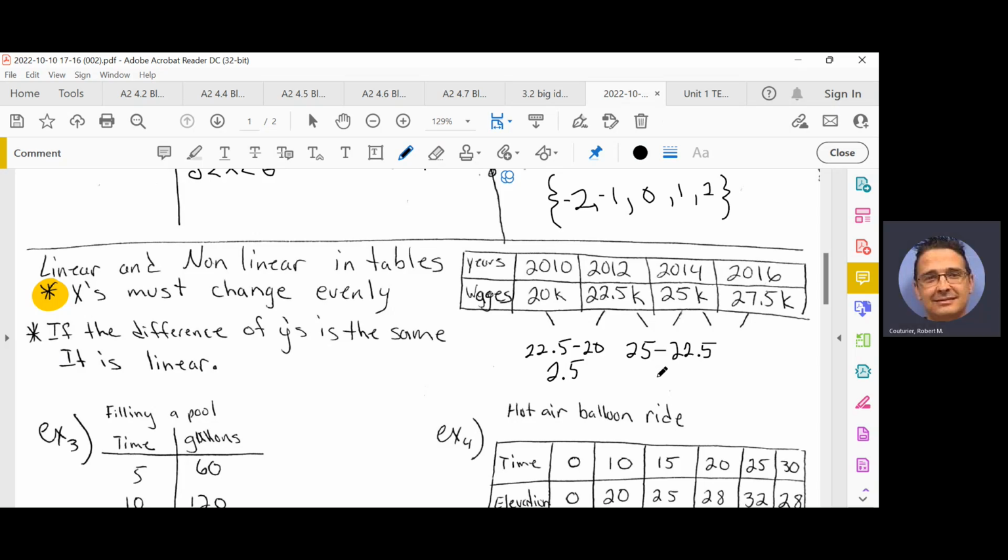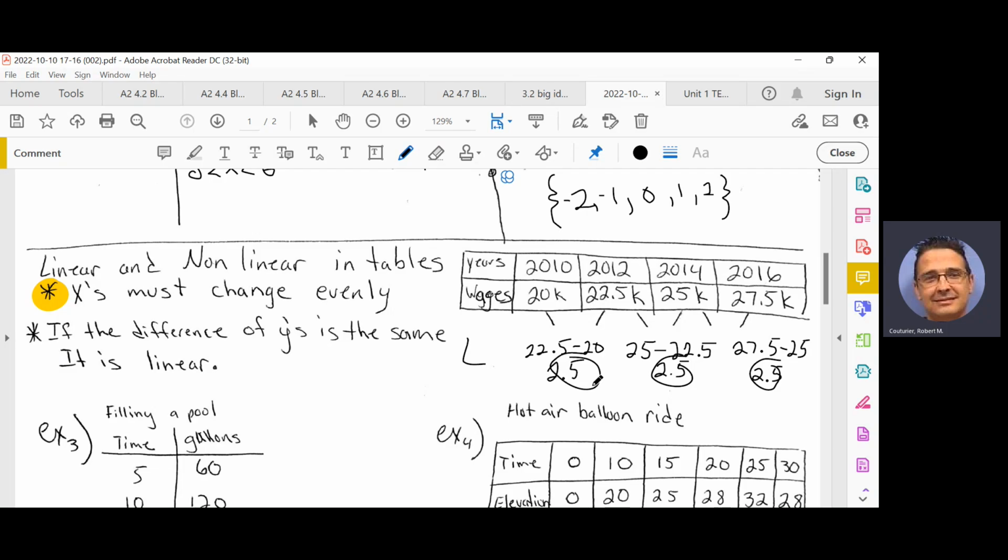And we look, and what do we get? 2.5. Okay, great. Do the third one. Just make sure. Do every single one. 27.5 minus 25,000. What do we get? Real quick math. Oh, yeah, here we go. Right? Did everybody get that? 2.5. So you have a change of 2.5 from here to here. You have a change of 2.5 from here to here. You have a change of 2.5 from here to here. It's growing. Every time your x increases by 2, your y's are going up by 2.5 thousand. So yes, is this linear? This is definitely a linear function.